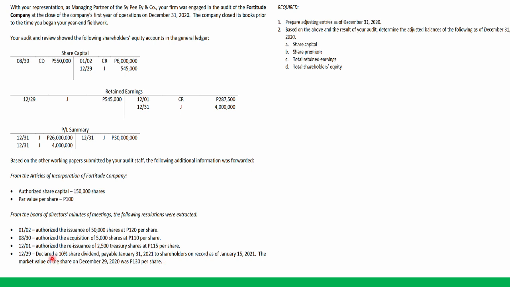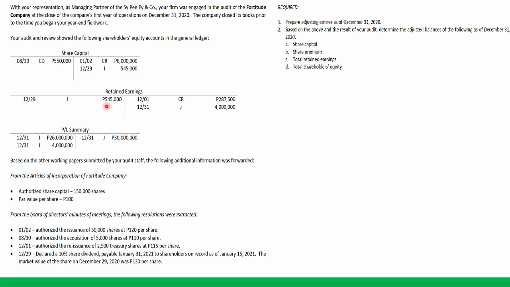Next, December 29. The company declared a 10% dividend payable in January of the following year to shareholders on record as at January 15, 2021. The market value of the share on December 29, 2020 was 130 per share. So this is a share dividend. Now regardless of whether it is a share dividend or a cash dividend, the account to be debited is retained earnings. And according to the problem, the client debited on December 29, 545,000 pesos. We'll just check later if this amount is correct.